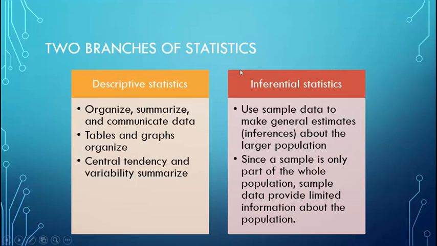There are two branches of statistics. You might remember this from your statistics class. Descriptive statistics. These are statistics that help us organize our data, summarize our data, and communicate our information about our data. We might use tables and graphs in order to organize our data, frequency distributions, histograms, things like that. And then central tendency and variability are the measures we use to summarize our data. Central tendency, mean, median, and mode, and variability, standard deviation, variance, and range.